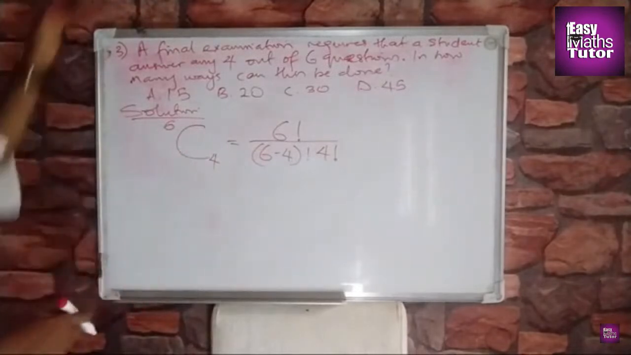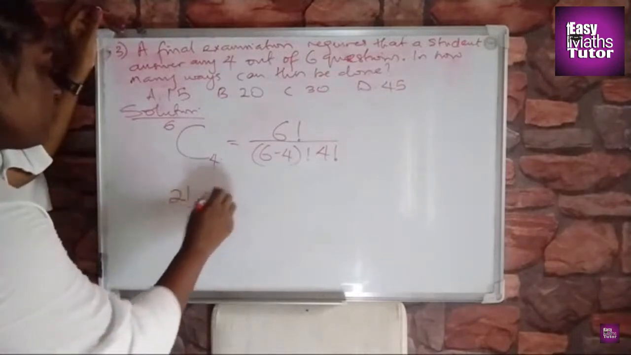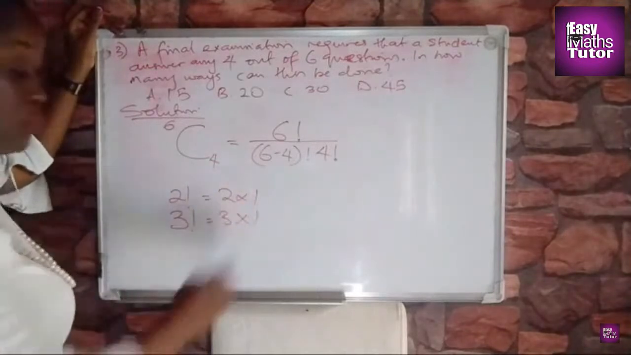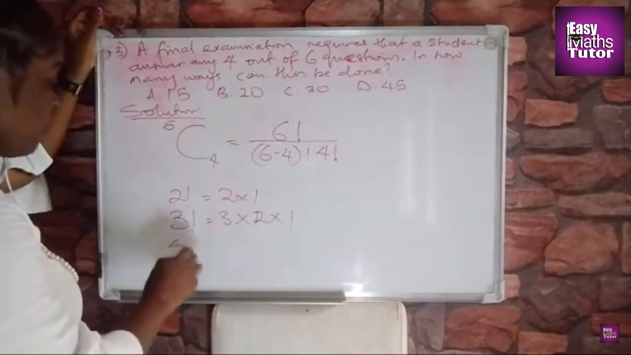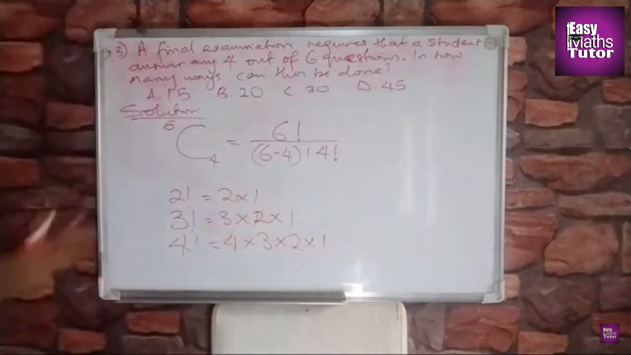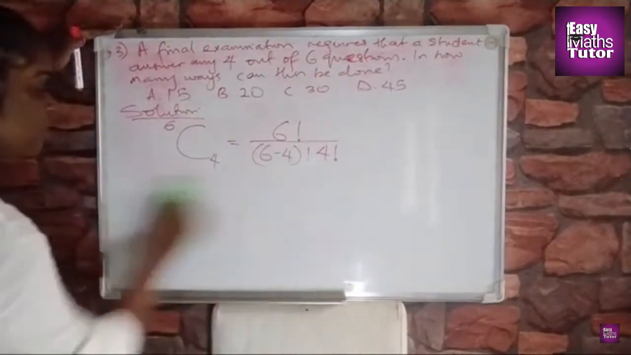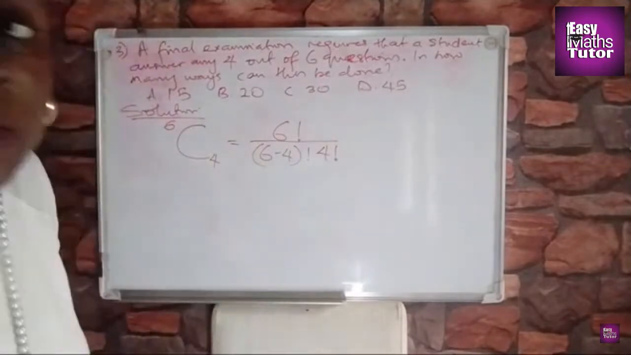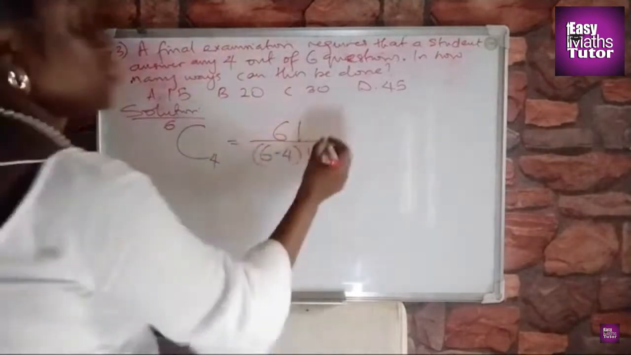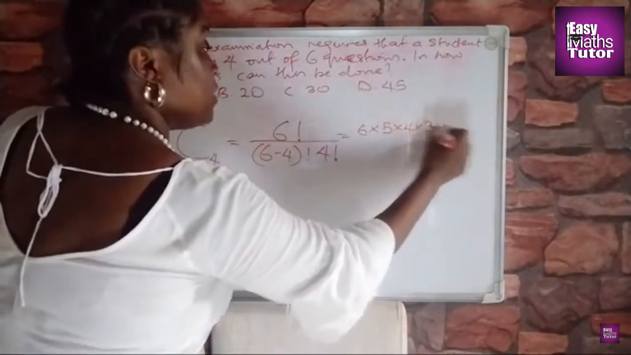What's a factorial? A factorial is a multiplication of consecutive numbers. If you have 2 factorial, it means 2 times 1. If you have 3 factorial, it means 3 times 2 times 1. If you have 4 factorial, it means 4 times 3 times 2 times 1. It's the multiplication of numbers in descending order. So 6 factorial is 6 times 5 times 4 times 3 times 2 times 1.